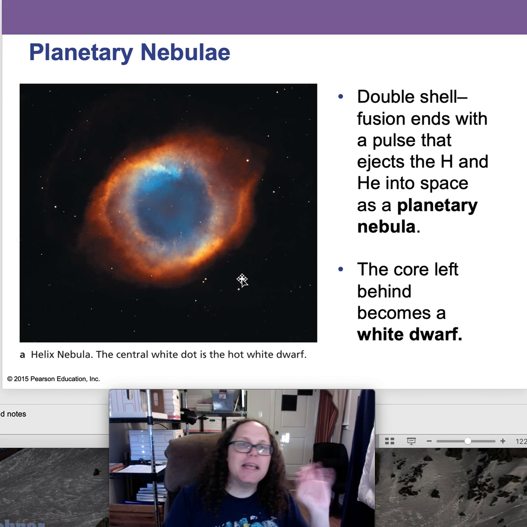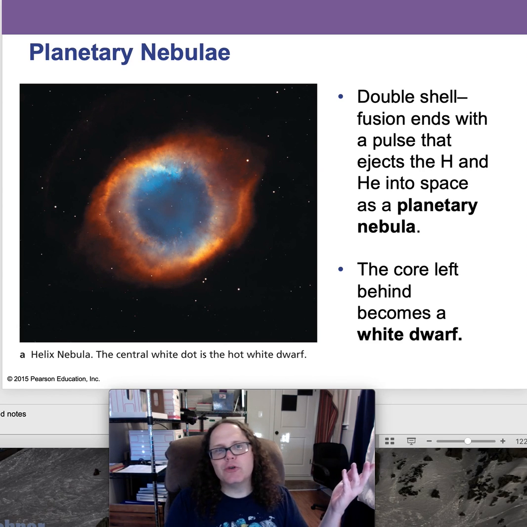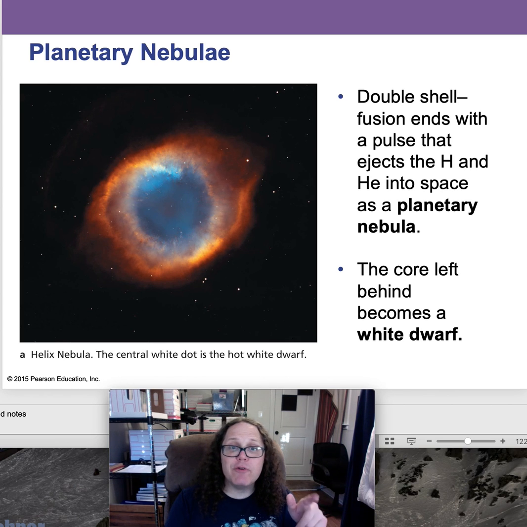This is the Helix Nebula, a planetary nebula. The cloud is the outer layers of a dead star, and there is a white dwarf right there in the center. The video is too low res to see the white dwarf, but if you view the lecture slides on Canvas, you'll be able to see it.